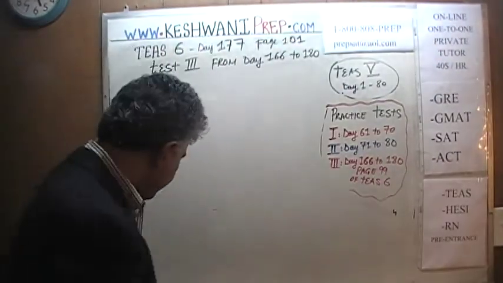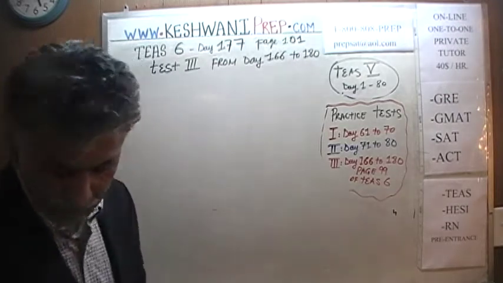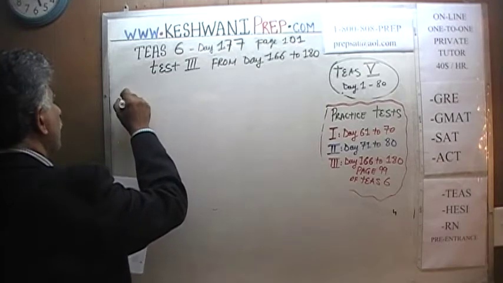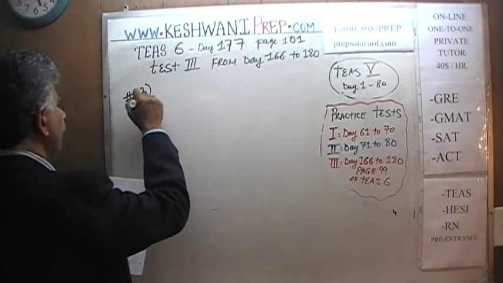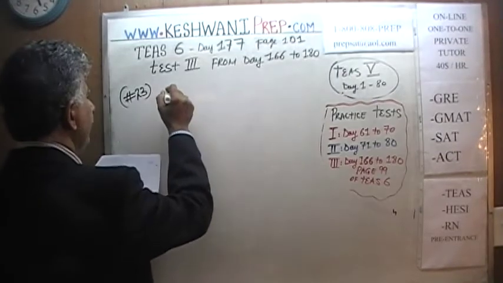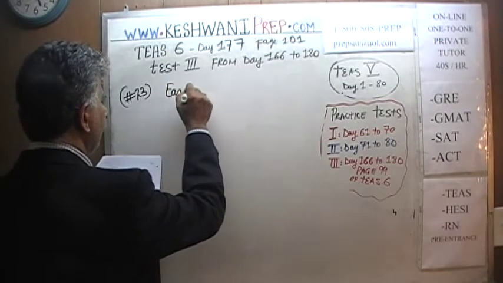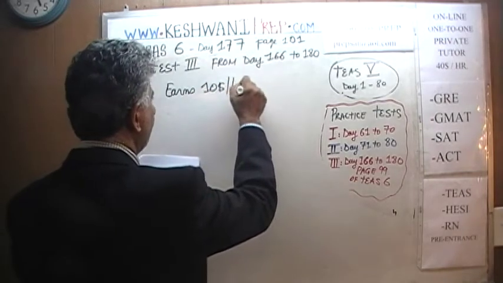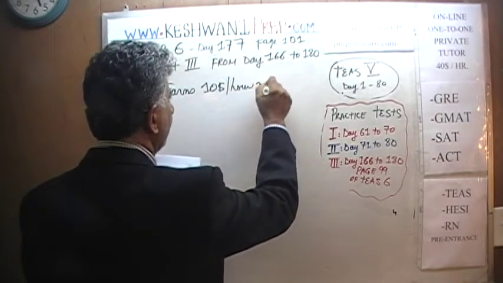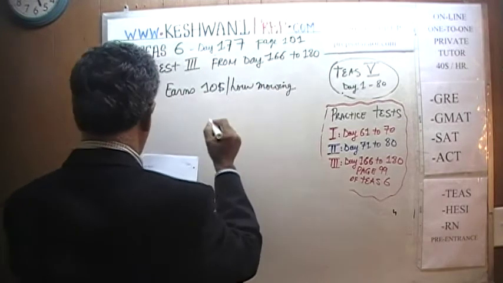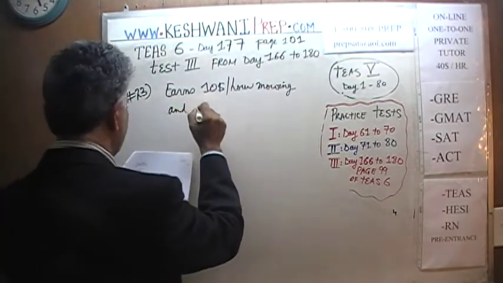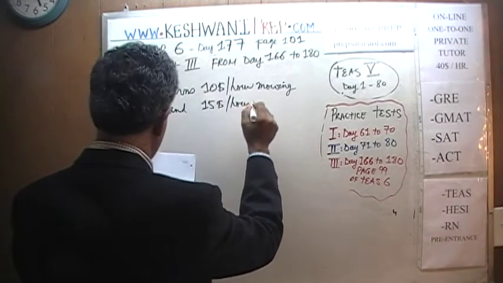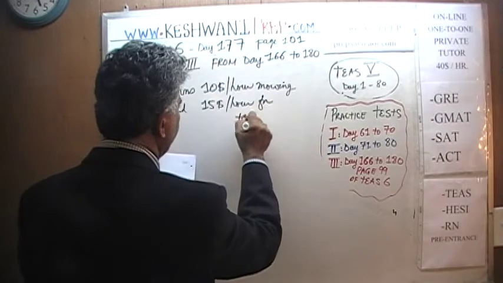Today we're going to do problem number 23 and 24. Problem number 23 says that we have somebody who earns $10 per hour for mowing. And we are told that she earns $15 per hour for trimming.